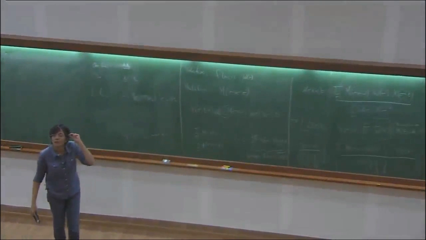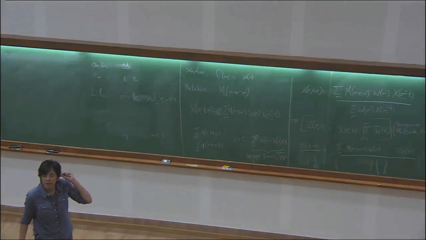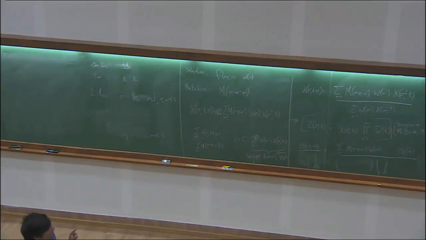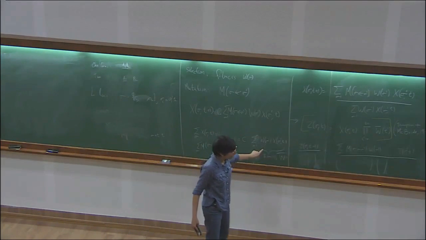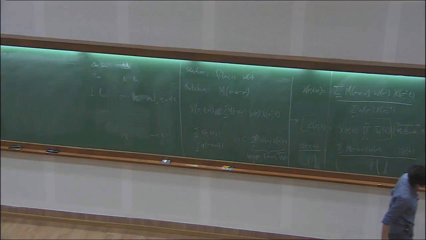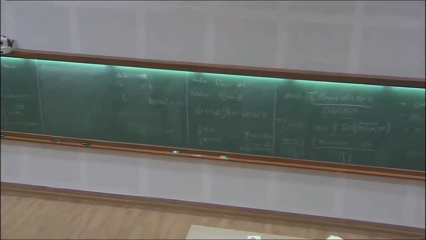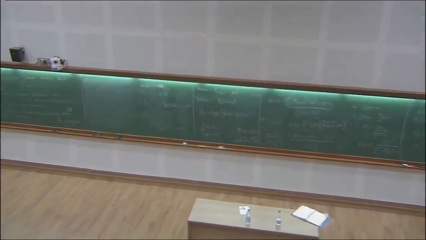Sorry? Argument for what? F bar is the analog of this W bar. Oh, this is the, argument means tau, yeah. It's a time. It's a rescaled time.